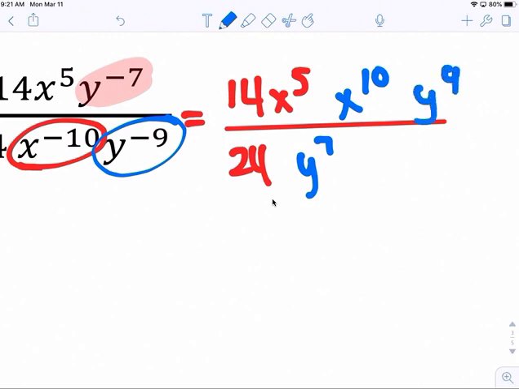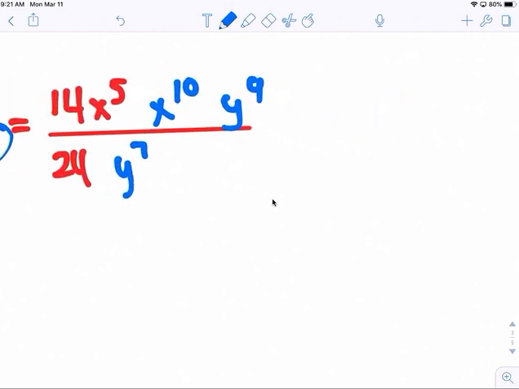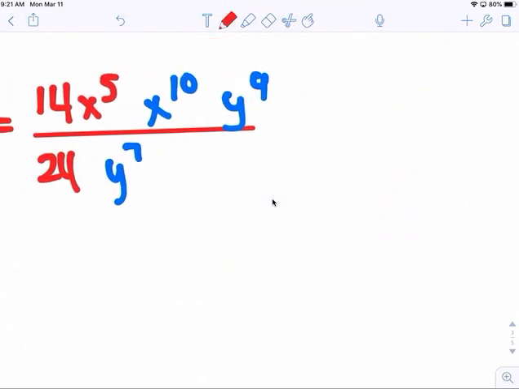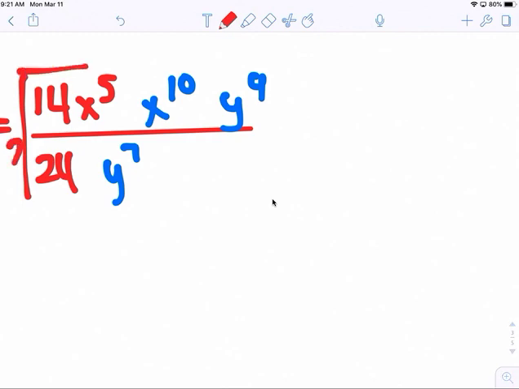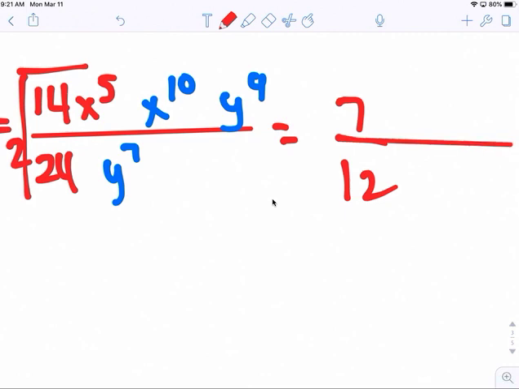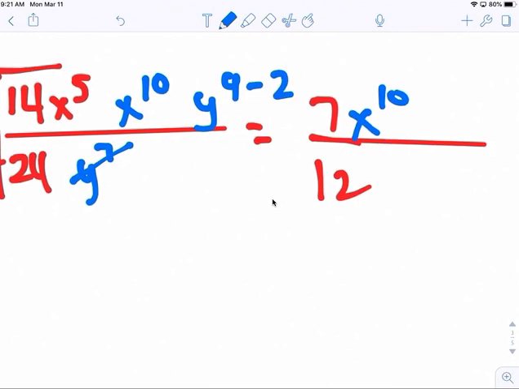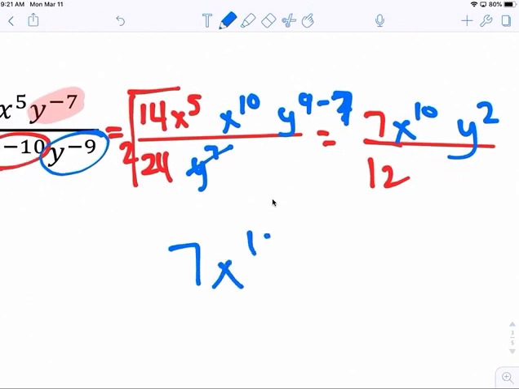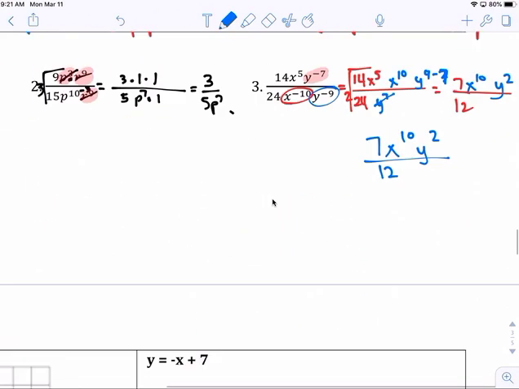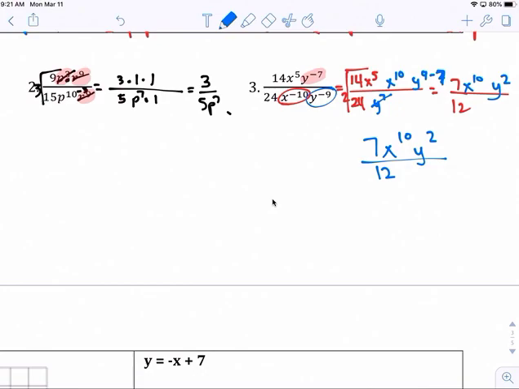Okay, now we can solve it. They're all positive exponents. This one you can divide by 2, you get 7 over 12. There's no x, so x to the 10th. Y, the smaller one right here, minus 2, you got y to the 2nd. So your answer is 7x to the 10th, y to the 2nd, all over 12. That's your answer. Don't solve until it's a positive exponent.